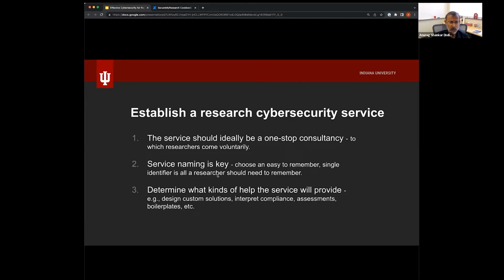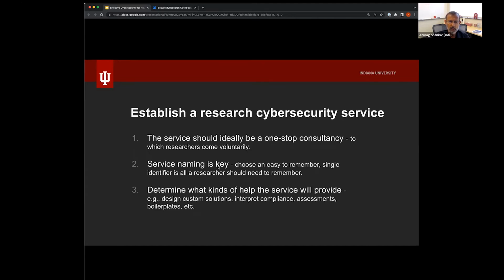The second one is researchers don't have long memory. They don't remember many things. So it's best to choose a single name for the service, and that's all they need to remember. And you tell them that if you have a security and compliance issue, you simply remember this one word and you come to it, we'll take care of you. That's how we do Secure My Research, and that's the term that we use. We have only two things that researchers have to remember: securemyresearch.iu.edu and securemyresearch@iu.edu.